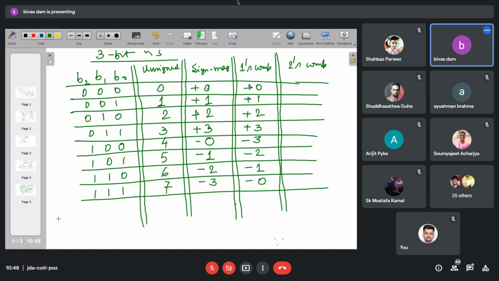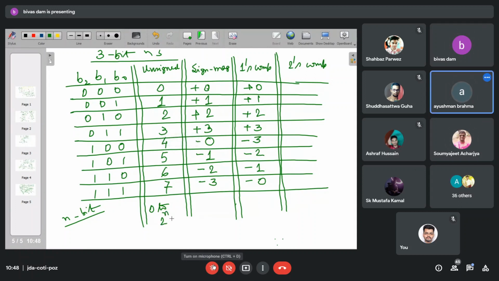Now given, instead of 3, if I have an n-bit number system, what is the range of numbers that you can represent in unsigned? That is 0 to 2 to the power n minus 1.